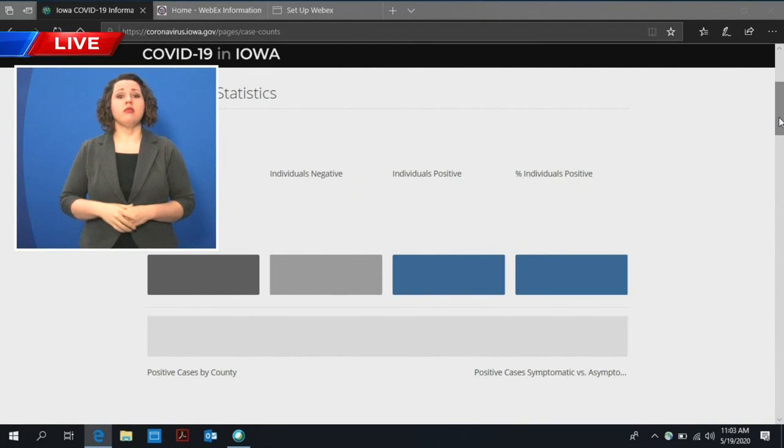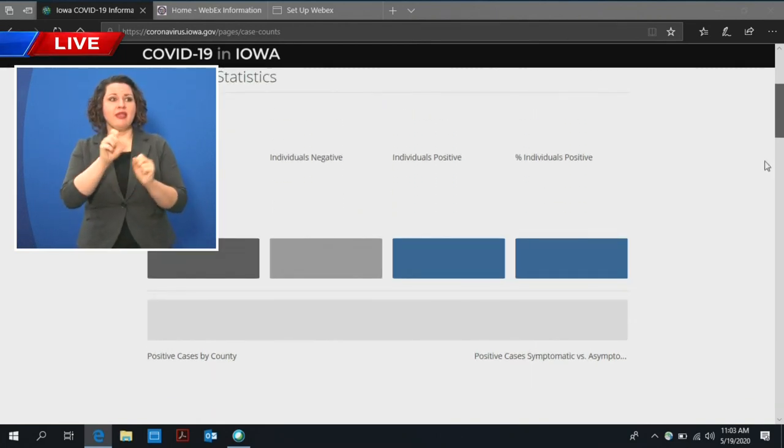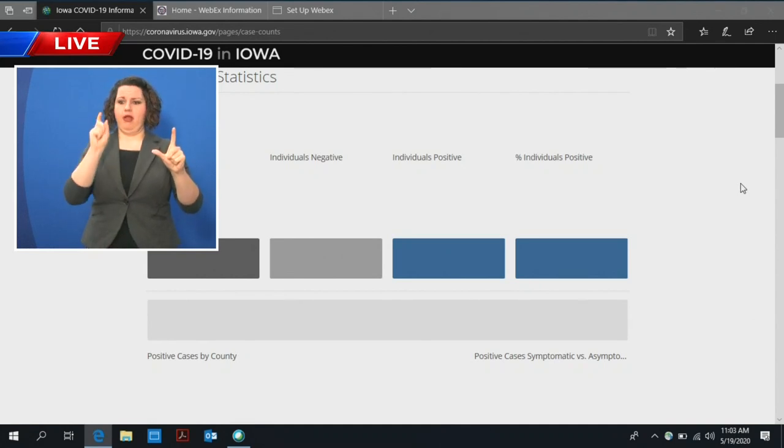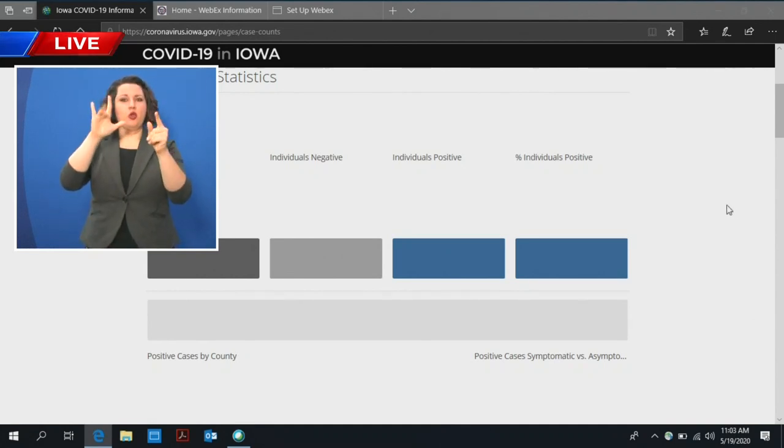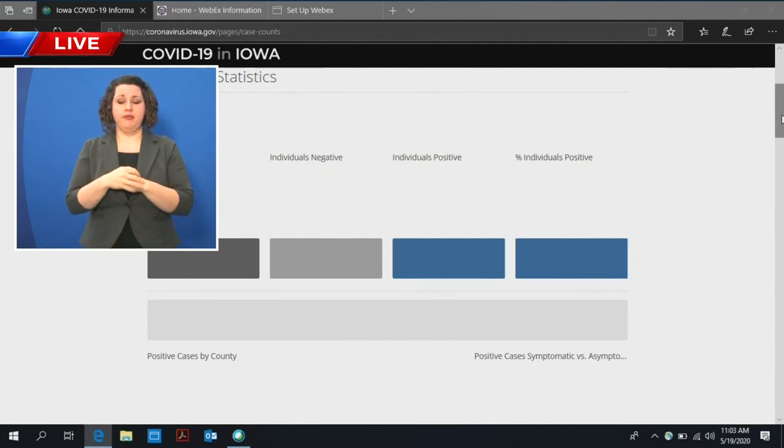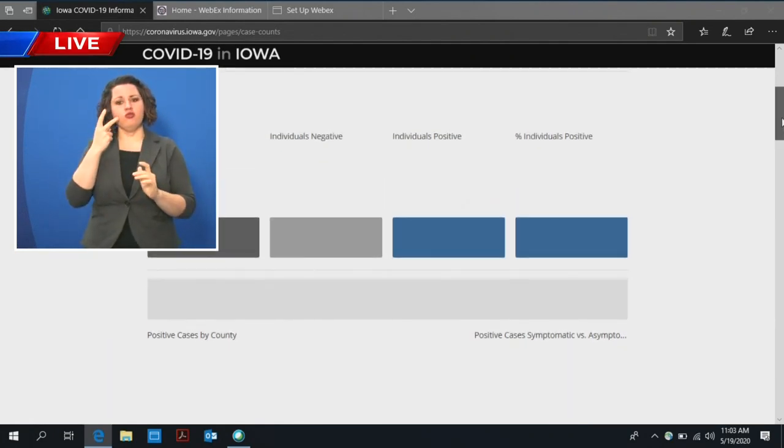You can also look at positive cases by county. Just click on any county on the map, and the numbers on the graphs above will update to show only that county. The graph below the map will show you daily totals over time. Just hover over any bar to display the number of positive cases. You can also see statewide numbers for positive symptomatic versus asymptomatic cases, and a variety of demographic information including age, gender, race, and ethnicity. These numbers are not provided by county to prevent identifying individual cases.